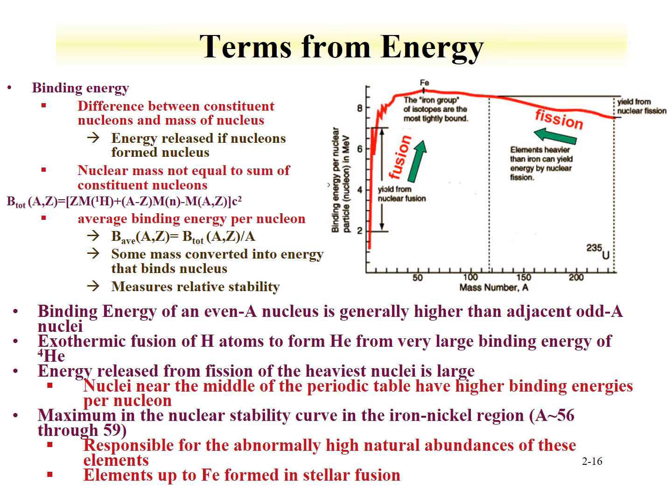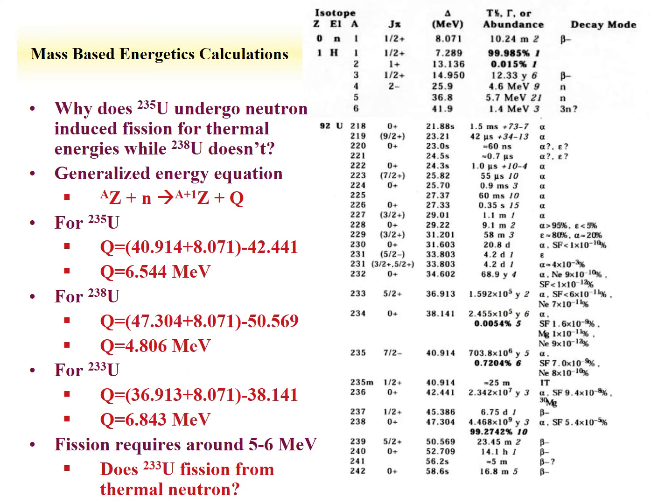And elements up to iron can be formed in stellar fusion. So you get stars gaining energy by fusing these elements together. And we will talk about the stellar processes for making elements later in this course. So these relatively straightforward calculations can actually be used to help explain phenomena that we observe in nuclear reactions.